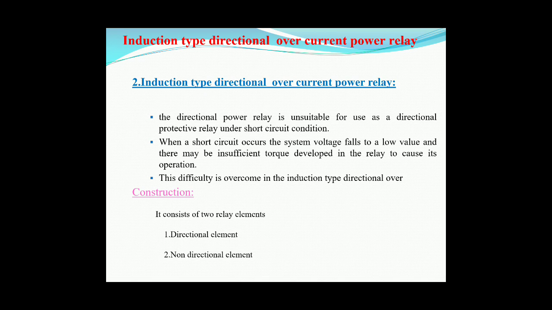The induction type directional overcurrent relay is independent of the system voltage and power factor. This difficulty in the power relay is overcome in the induction type directional overcurrent relay. Constructionally it consists of two parts: the first one is the directional element and the second one is the non-directional element.